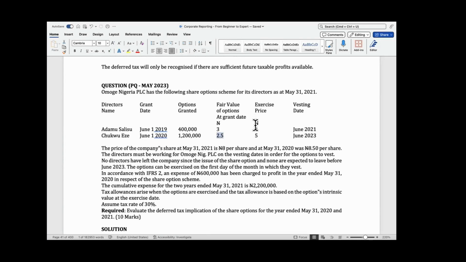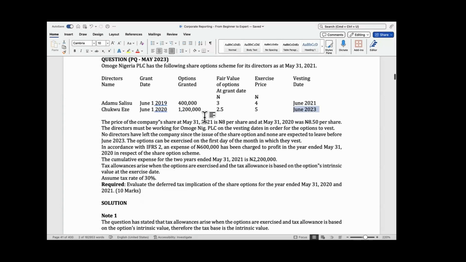The exercise price is 4 naira for Adamu, and for Shuku it is 5 naira. The vesting date: 2021, that will be a 2-year vesting period for Adamu. For Shuku, that's 2023. That's how many years? 1, 2, 3. That's 3 years vesting period for Shuku. So they're giving us all the relevant details.